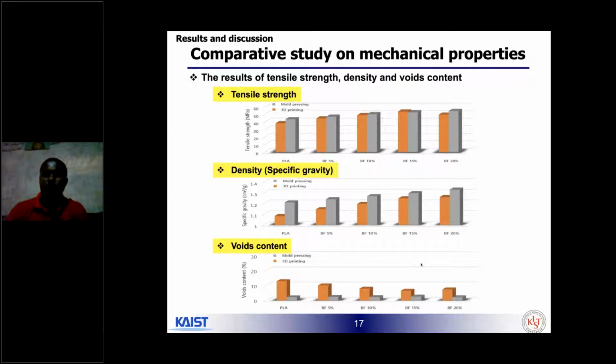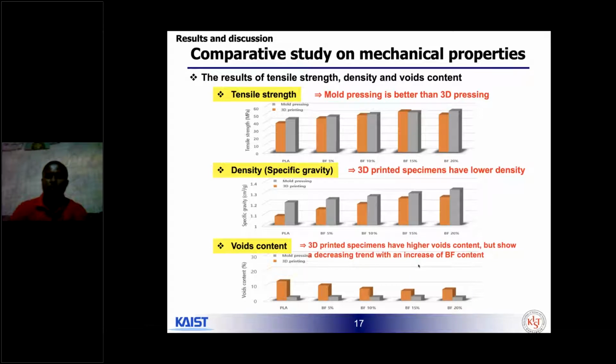This slide shows the tensile strength of both 3D printed and mold process samples. The tensile strength of 3D printed samples followed a similar trend to the mold process sample according to the budget fiber content, but it is slightly different. This is due to the anisotropic mechanical behaviors based on their specific microstructure induced by the process.